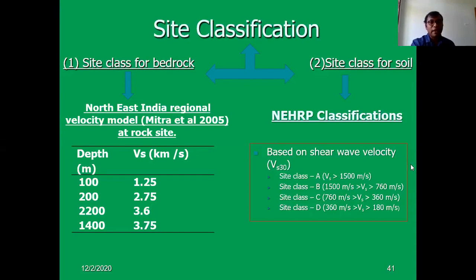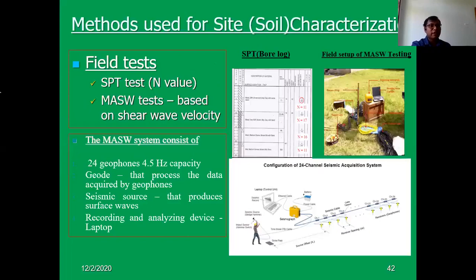Another important thing is site class classification for soil for estimating the site effects. These are the classifications A, B, C, D, and E is also there, which is highly susceptible to liquefaction. For site class D, the shear velocity varies above 180 but less than 360, so it is considered site class D. Similarly, for site class C it varies between 760 and 360, and for site class B it is between 1500 and 760. Above 1500 is site class A. This classification is proposed by NEHRP, and we are using it for site classification and mapping.